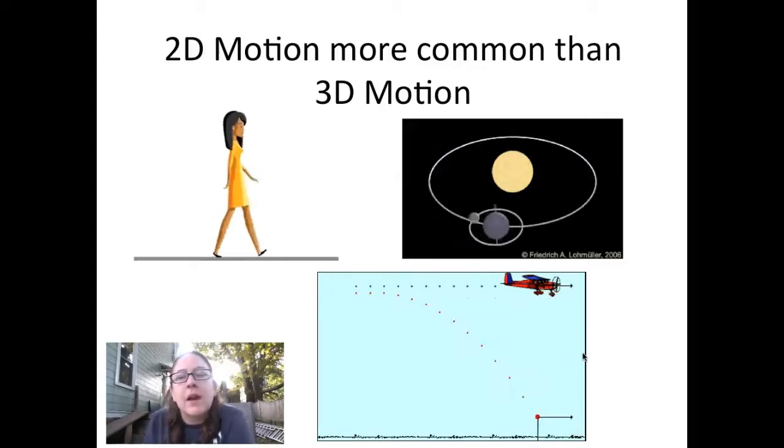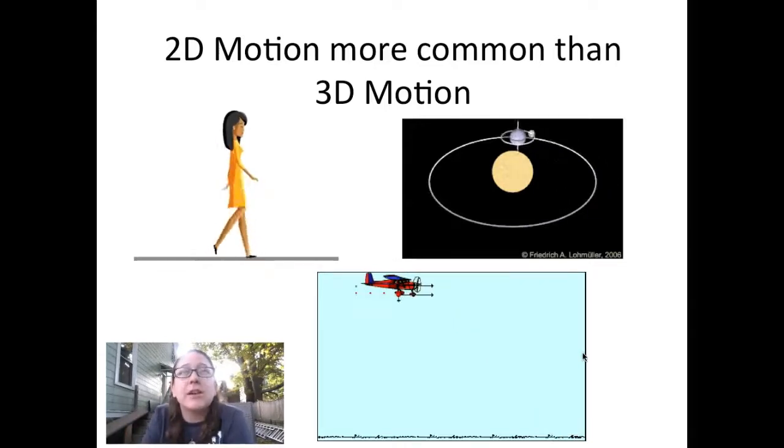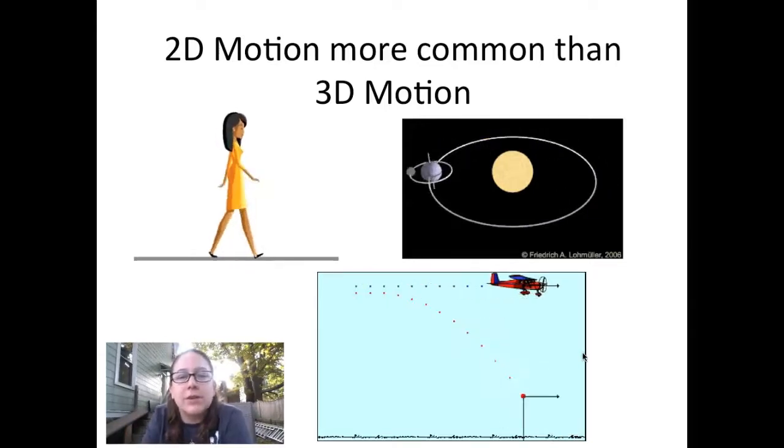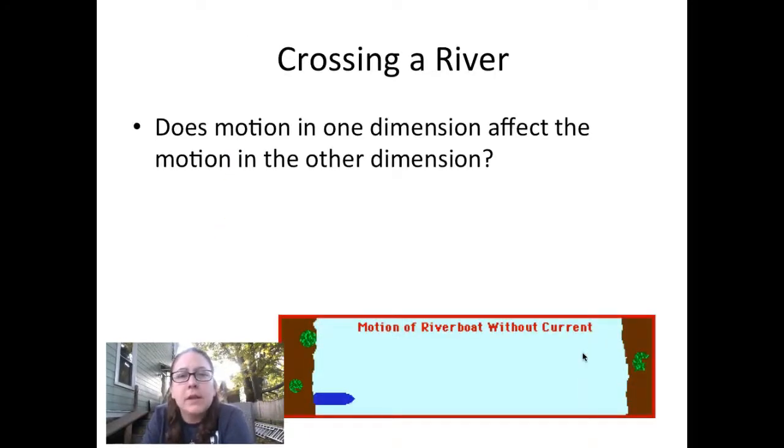But none of these objects seem to move into or out of the page in the third dimension. So it's actually a lot more common to see two-dimensional motion in our real world than three-dimensional motion, though it does exist. So as a way to think a little bit about these two dimensions, I'm curious about whether the motion in one dimension affects the motion in the other dimension, or can I completely think of them as separate?